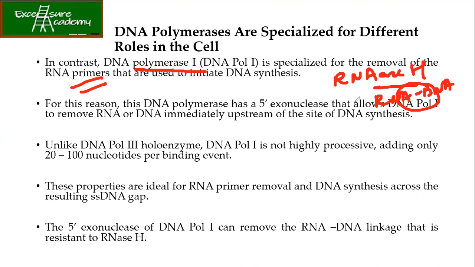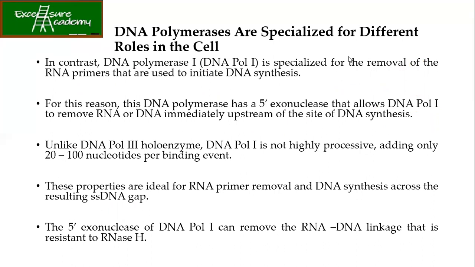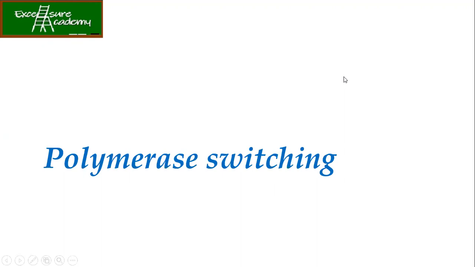You may remember we discussed this in the previous lecture. So this 5' exonuclease activity is present in the DNA pol 1. And DNA pol 1 is not that highly processive. It can add only 20 to 100 nucleotides per binding event. So these properties are ideal for RNA primer removal and DNA synthesis across the resulting single-stranded DNA gap. That is the function of DNA pol 1, whereas DNA pol 3 has the main function of replicating the entire genome.